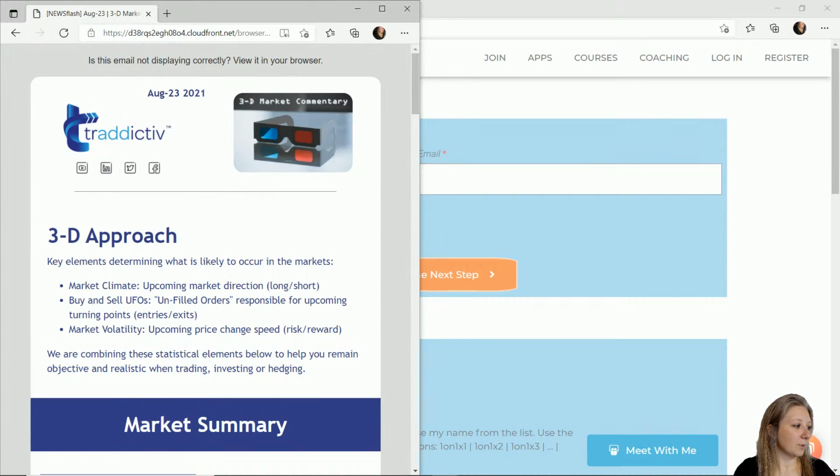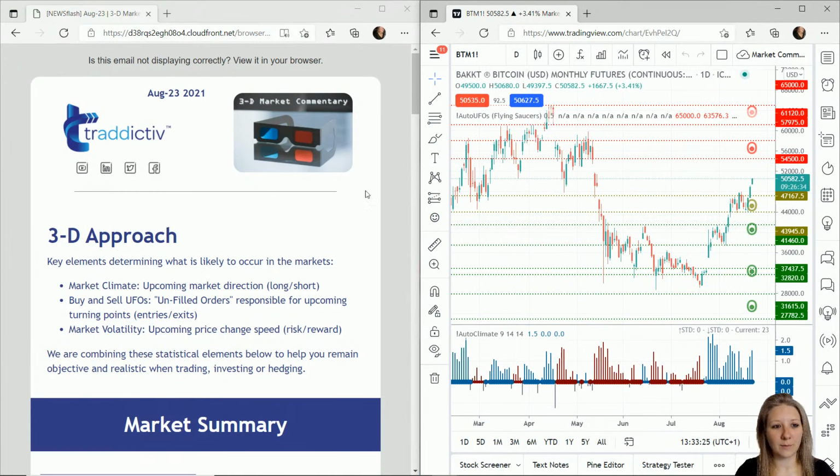Okay, so let's get the 3D market commentary up. There you go. We call it a news flash as well. That may also come through to your emails like that. Once you have your free Trade with UFOs membership, you will receive this email every day. Now this email is essentially a snapshot of what is going on in the markets at the time that we produce it, which is just before the US market open. And what we want to look at are three major elements for 5 major world markets. So the 3 major elements, hence the 3D approach, are as follows.